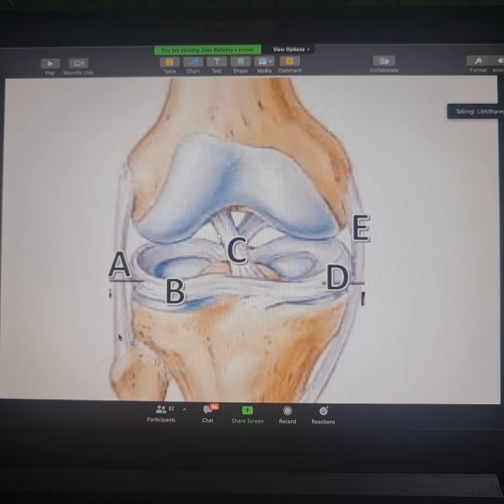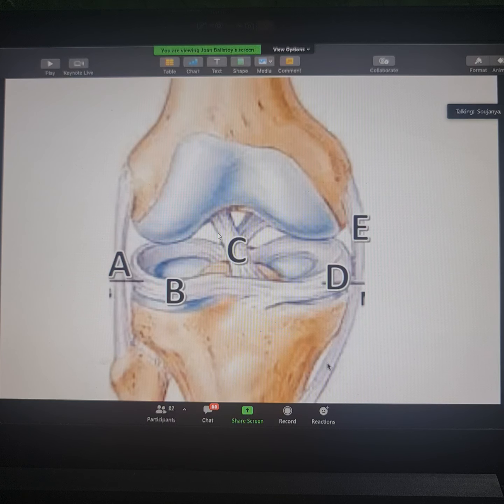Medial collateral, medial, lateral. Lateral ligament, meniscus. Lateral collateral ligament. Remember, the fibula is on the lateral side. So this is the lateral collateral ligament. How about E?